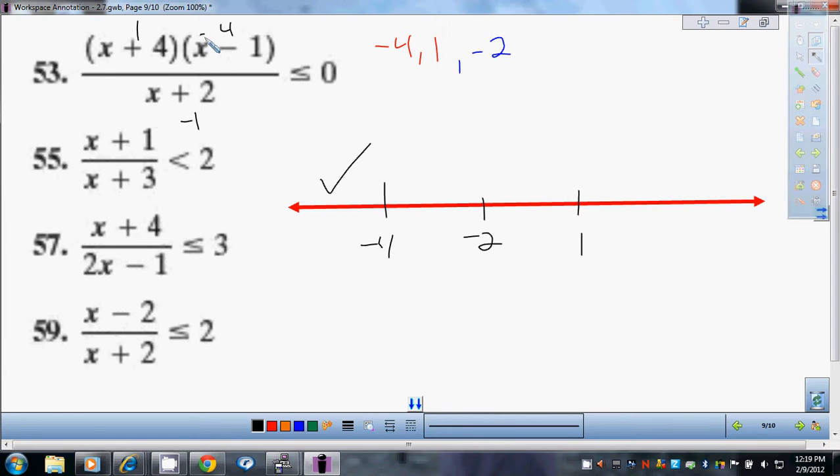Negative. Thank you. Okay. So, -4 over -1 is positive. Is 4 less than or equal to 0? No. Now we need to try this interval. 0 seems to be a good one. 4 times -1 is -4. -4 over 2 is -2. Is that less than or equal to 0?